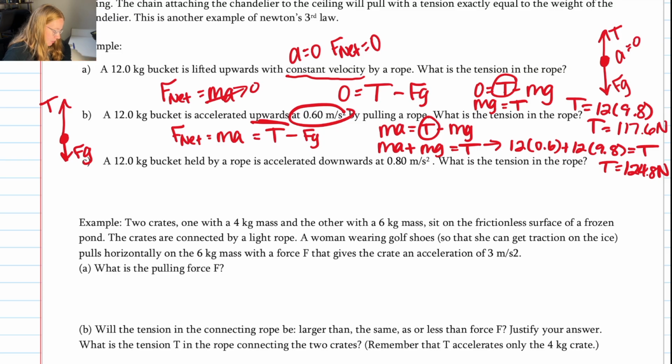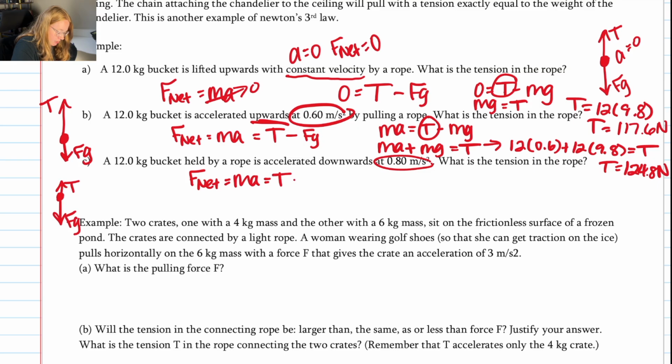Okay, the last example is a 12 kilogram bucket held by a rope that is accelerating downward. So it is falling with 0.8 meters per second squared. In this example, gravity is going to be larger than the tension. We should have an overall net force down. That way we accelerate downwards, and that does mean that gravity is going to be larger than tension. We do have a net force. We do have an acceleration. Tension is still positive. It's just going to be smaller than gravity.